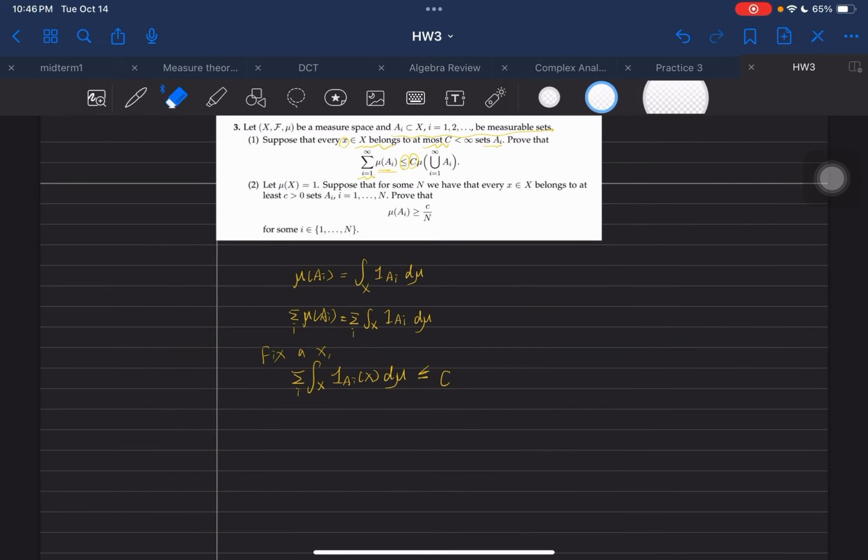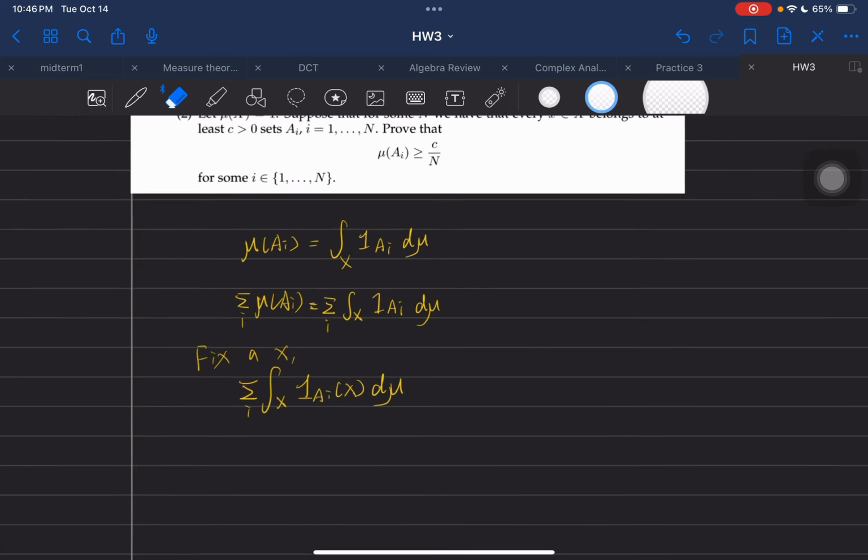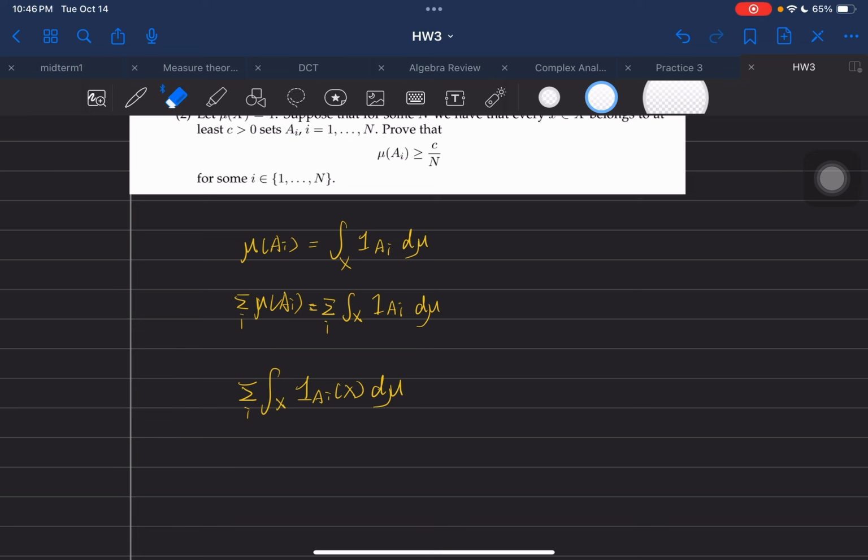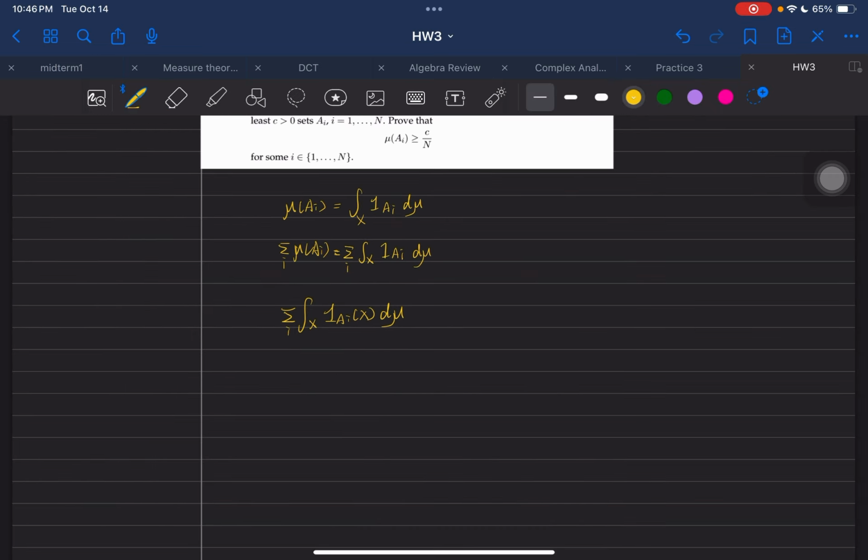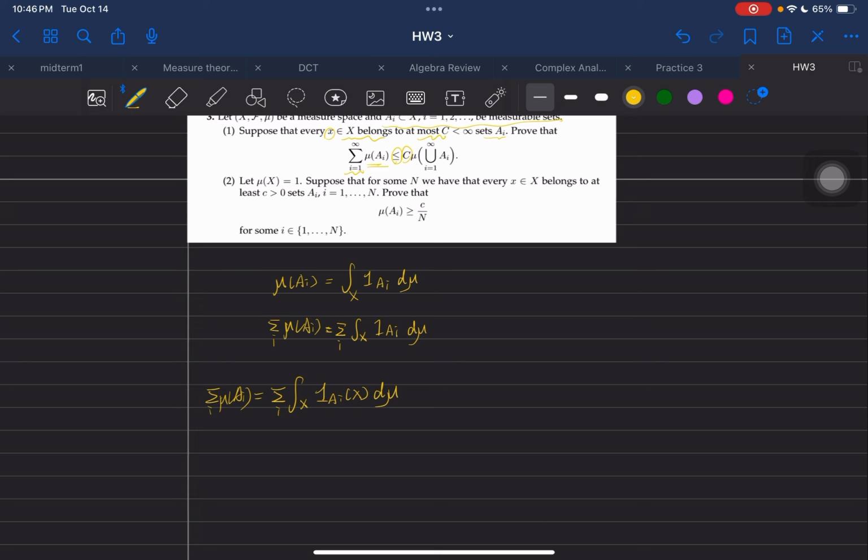Then if we change the x, or if we go through the whole space, which is essentially the measure of the mu AI, because we integrate over the whole space x. So as each x is no bigger than C, we know that the summation is gonna be no bigger than C times the measure of the union of AI. That's how we could conceptually understand the inequality at the moment.